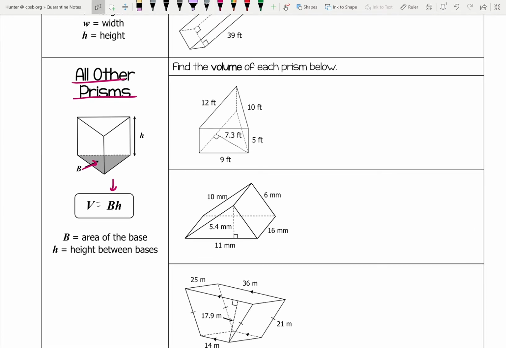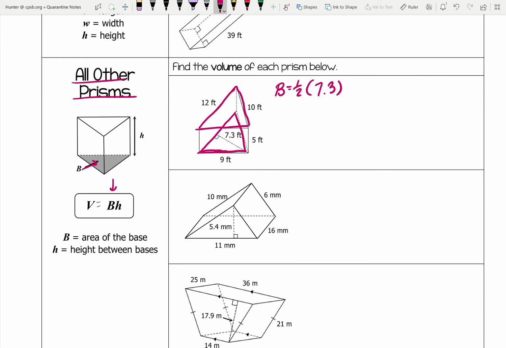So first example. Find the volume of each prism below. If you notice here, my bases are triangular. I know these are my bases because I know the bases of a prism are congruent and parallel. These are the only two sides that are parallel on here. So I need to find this capital B, which is the area of the base. For the area of a triangle, I know it's 1/2 times the base times the height, which in this case, we see this dotted line right here and it intersects at a right angle. That's the height of the triangle, which is 7.3.